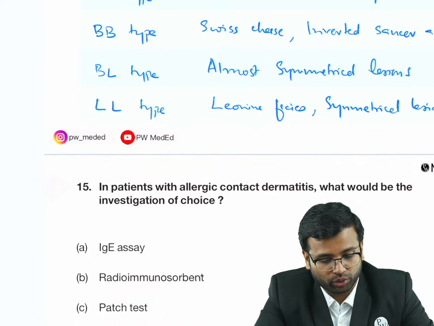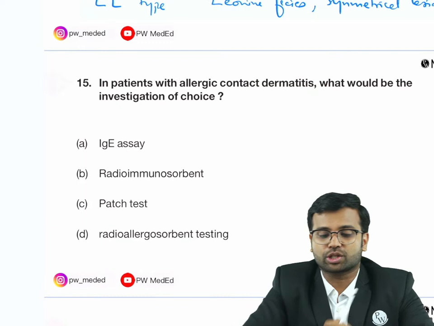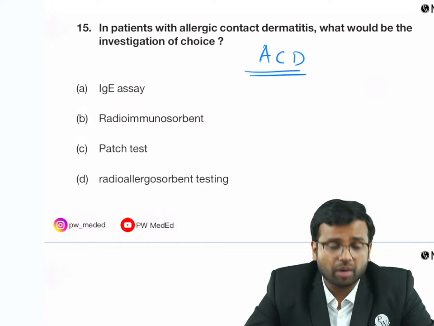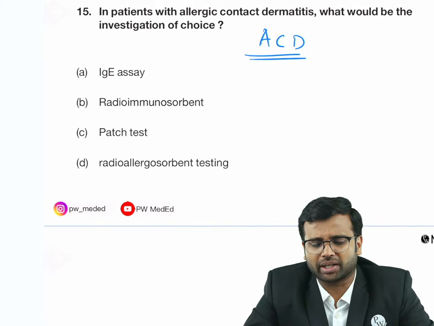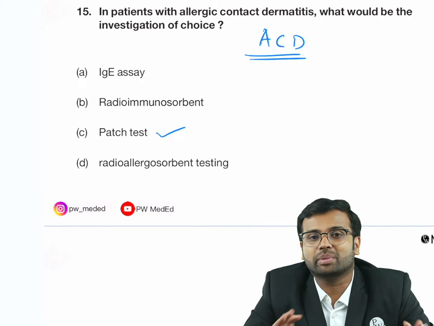So in patients with allergic contact dermatitis, what would be the investigation of choice? Now they have asked you a disease here, which is called allergic contact dermatitis, ACD. So in ACD, what is the investigation? Radioimmunosorbent, or is it patch test? Or is it radioallergosorbent testing? What is the right answer? It's a pretty direct question, this is going to be a patch test. So what is a patch test? We will glue a patch over the upper back of the patient, and we'll be seeing what the patient is allergic to.